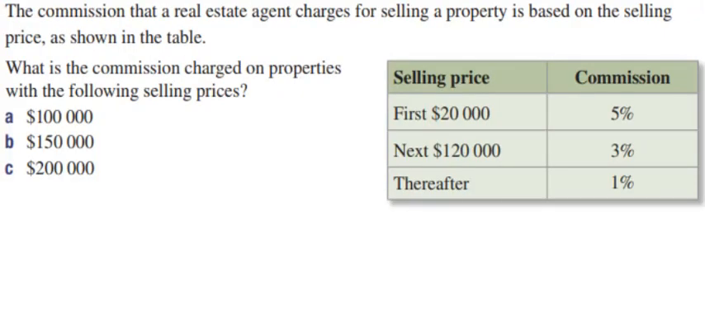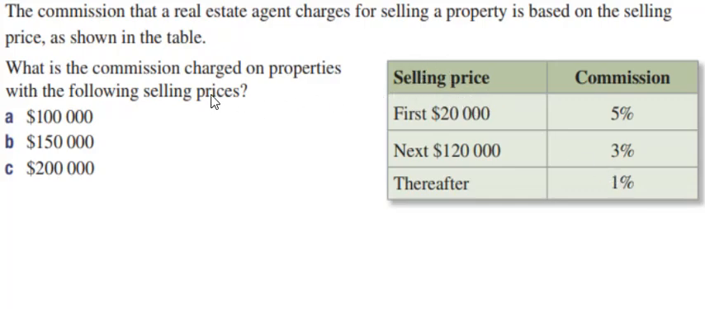Now this question is a little bit more complex. It says the commission that a real estate agent charges for selling a property is based on the selling price, and the prices are shown in the table. Okay, so for the first $20,000 sold, someone can earn 5%. For the next $120,000 sold, the person will earn 3%, and anything after that, anything higher than that, it'll be 1%.